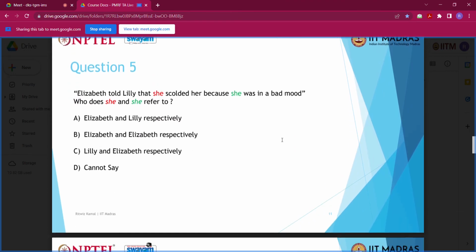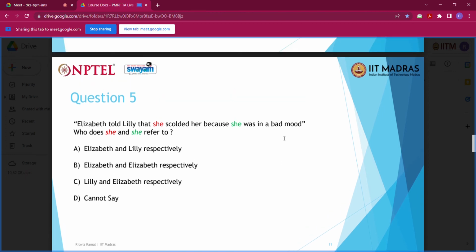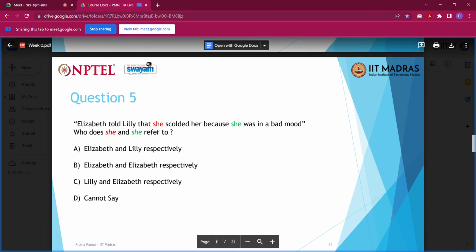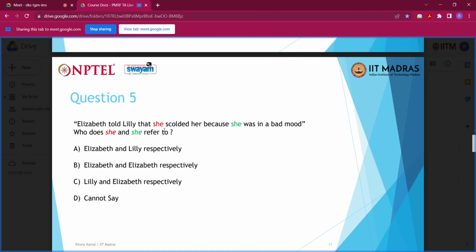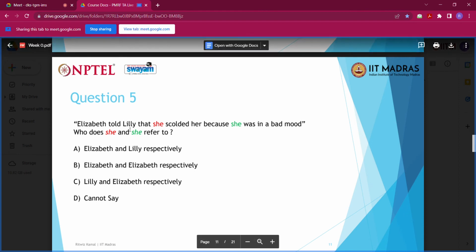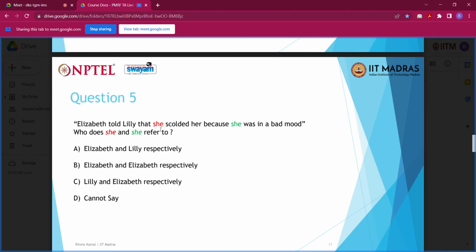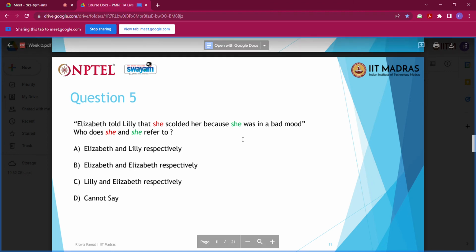So in the lectures, the professor must have discussed anaphora resolution, right? Let's look at some examples. Elizabeth told Lily that she scolded her because she was in a bad mood. Who does she and she refer to? Okay, Elizabeth told Lily that she scolded her. Now this could be referring to Elizabeth. Also, it could refer to Lily. Okay, let's look at the second she.